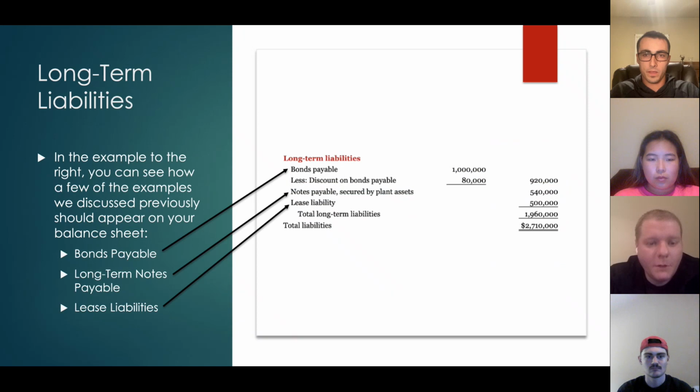All right, so this is how it's going to look on your balance sheet. Very similar. You have the main long-term liabilities, and you have bonds payable. In this particular example, they actually deducted the discount on bonds payable, so that's why it goes from $1 million to $920,000. And same as the other ones, your total goes at the bottom.